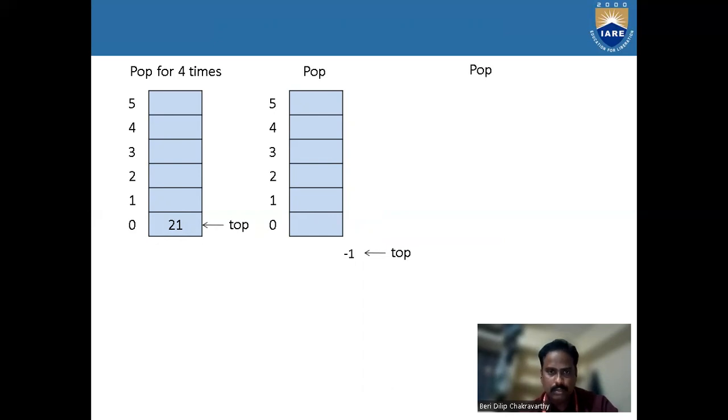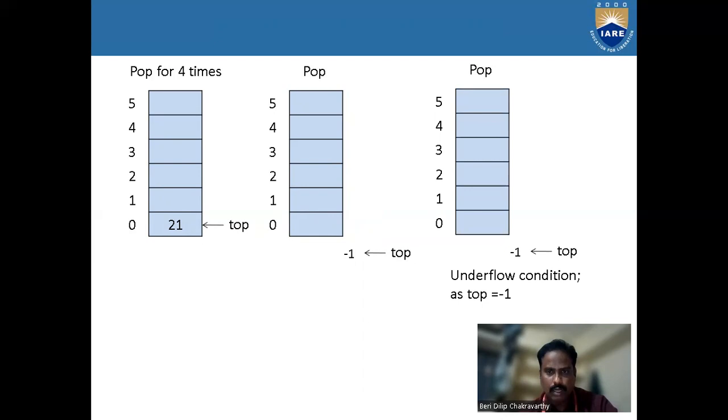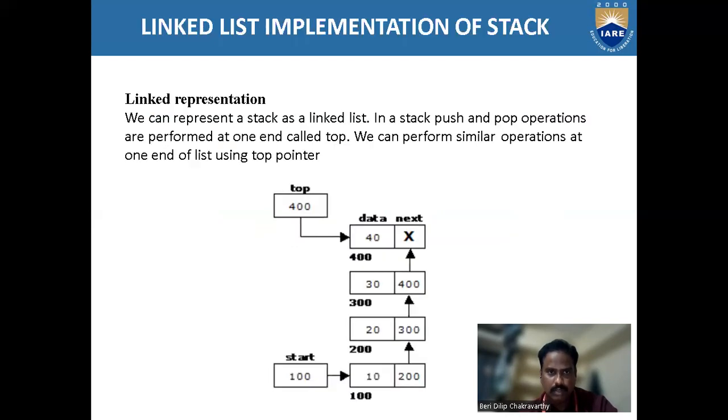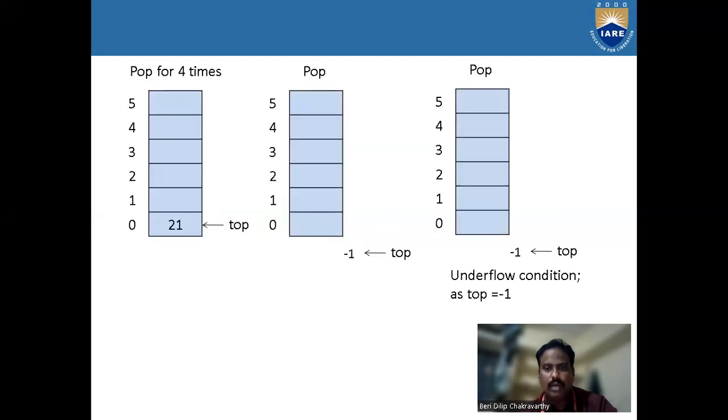So see here, if I'm trying to apply pop, I'll get something called underflow condition, as top has reached top equals to -1. Okay. So that is about array representation of stack. I hope it is clear. Stack is nothing but a linear data structure where insertions and deletions take place at one end. Insertion is called push and deletion is called pop.